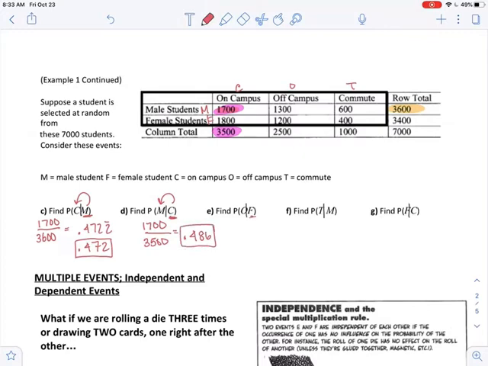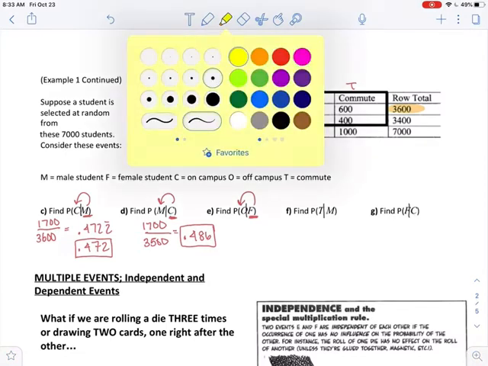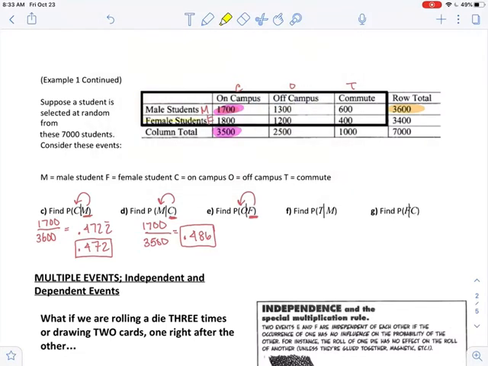Now we're going to look at the probability that they're off campus given that they're female. So we're going to look at the total of female students, which is 3,400. For that second letter, you want to look at the total. And then we want to find the females that are off campus, which is 1,200. So we're going to have 1,200 over 3,400.